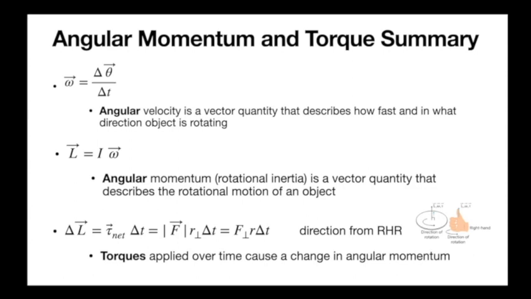L is in the same direction as omega. Omega is in the same direction as delta theta. And torque and delta L are in the same direction. So I could apply any torque to any object with any angular velocity, but the resulting change, so the angular momentum that we add on to something, is going to be in the direction of the net torque.